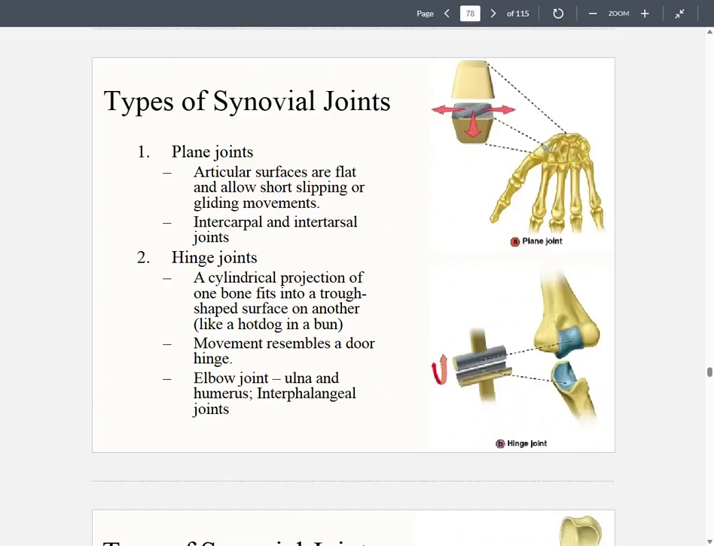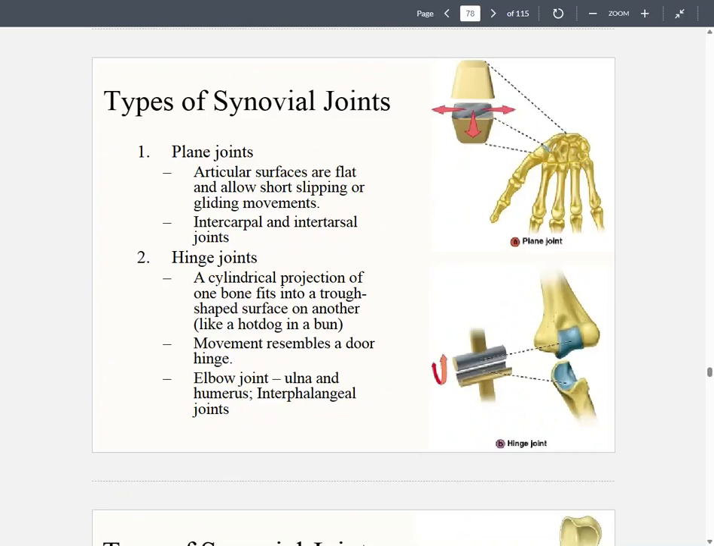Where do I find these guys? The classic examples of these are going to be your intercarpal and intertarsal joints. So the example here, this is an intercarpal joint. So is this and this one over here.